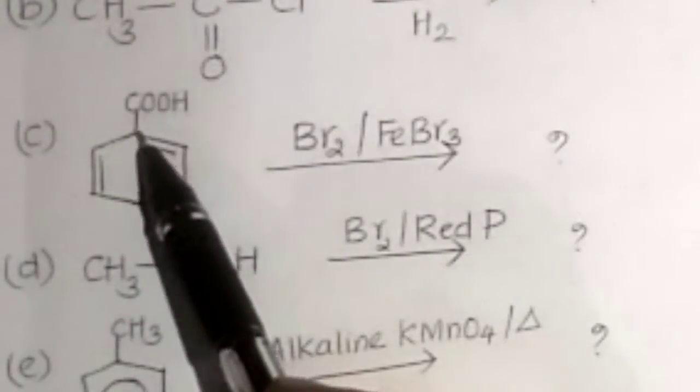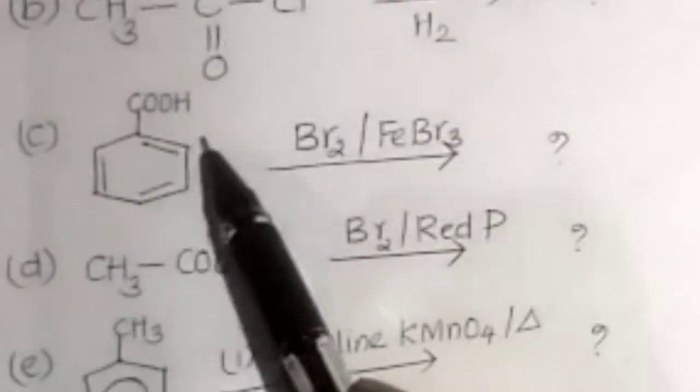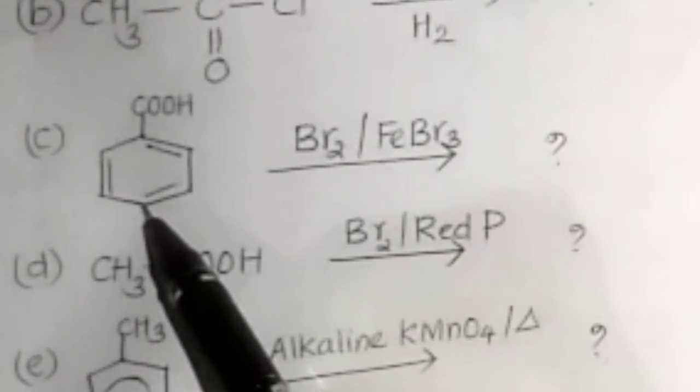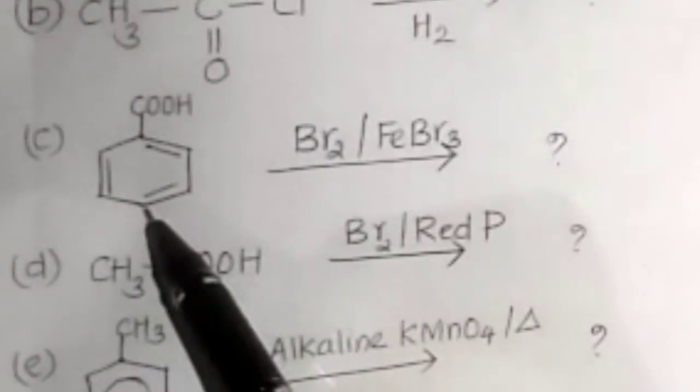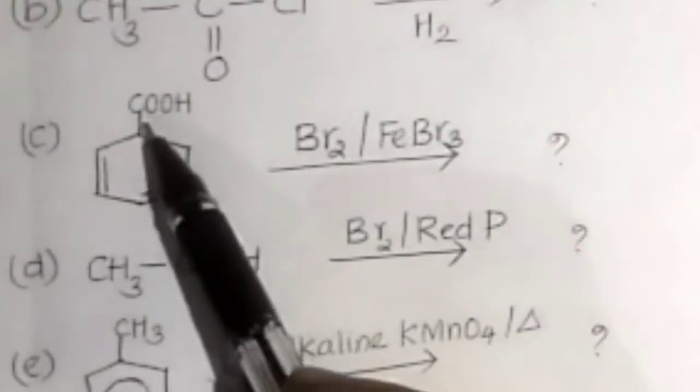You know this is the COOH group attached carbon. This neighboring carbon is known as the ortho position. This is the meta position. This is the para position. Just opposite the para position, this is also ortho. This is also meta. So this is a meta directing group. The COOH group is a meta directing group.